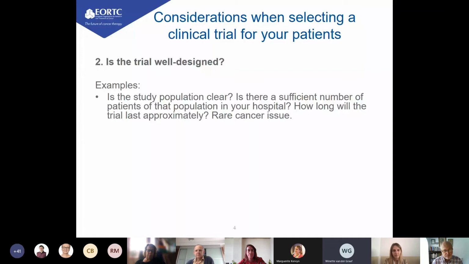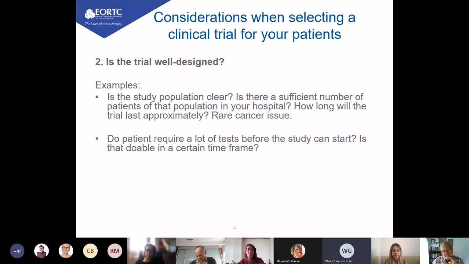Also important to consider is how long the trial will last approximately. And the rare cancer issue, because if you have a very, very rare cancer, then you can consider being the only hospital in a broader region to lead such a trial. And you have to discuss that with your colleagues. Are you fine with me leading this trial, and next time you do it on another rare cancer? So there are policy issues behind it. I think it's good that patients don't know, but for today, it's interesting for you to know that these all play a role.